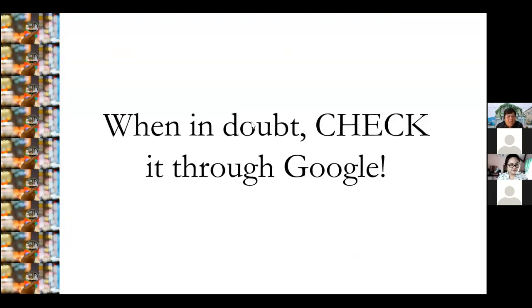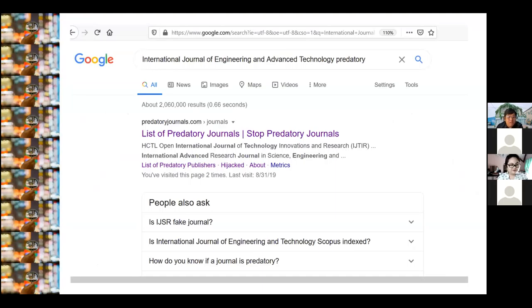Now, when in doubt, always check it through Google. Meron naman mga simple ways. Usually kapag tinype mo yung pangalan ng journal, kung talagang prominent na predatory yan, lumilitaw yan sa Google at sinasabi niyang predatory.